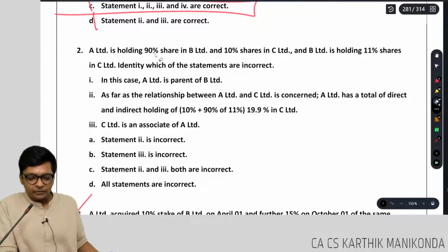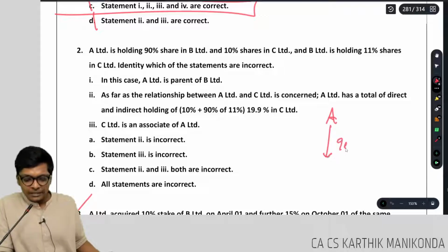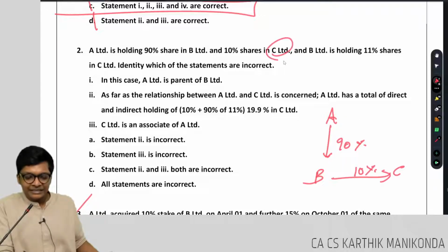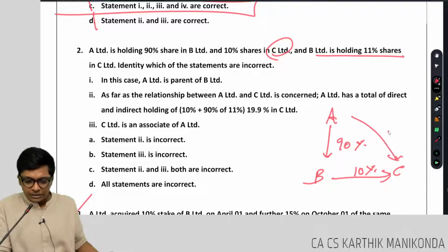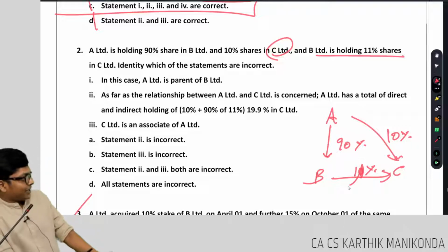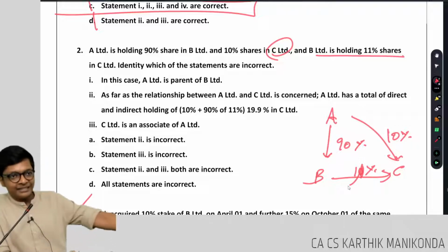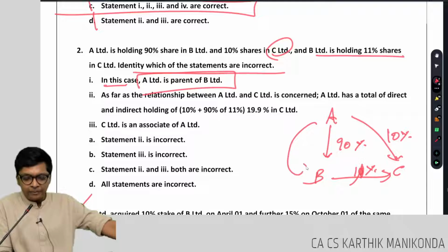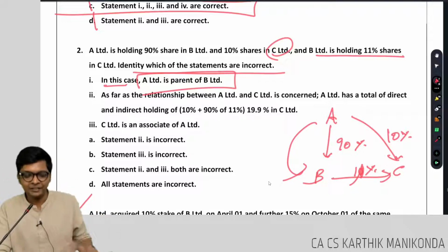A Limited is holding 90% in B and B Limited has 10% in C. A is holding 10% in C, B is having 11% in C. This is the diagram: A in B 90, B in C 11, A in C 10. Identify which of the statements are incorrect. In this case, A is parent of B. Correct? Yes. Holding, you call it as parent.